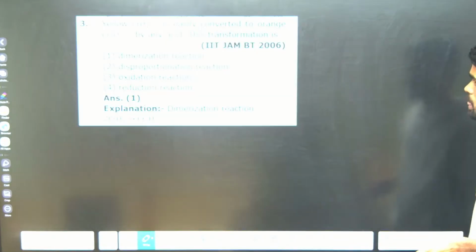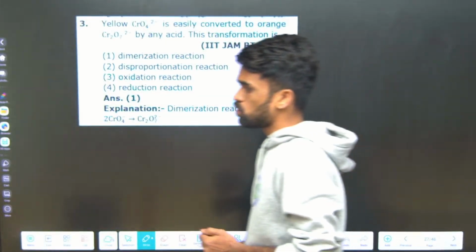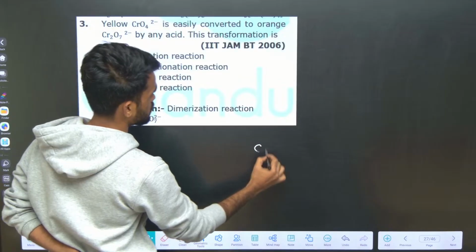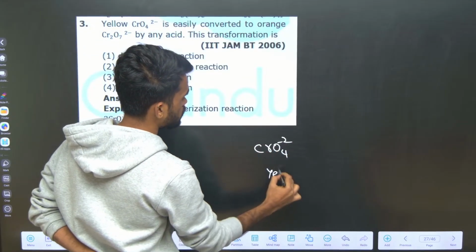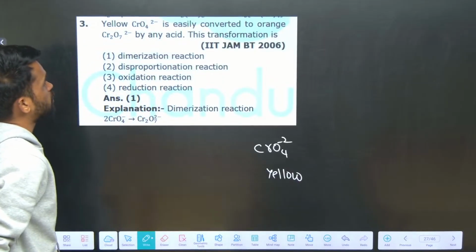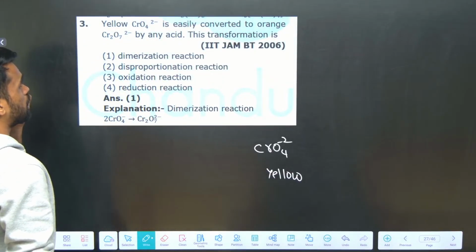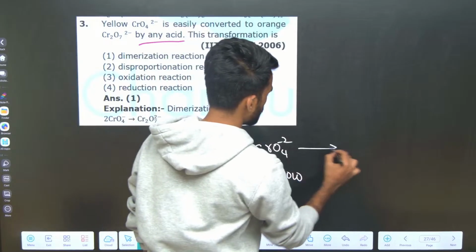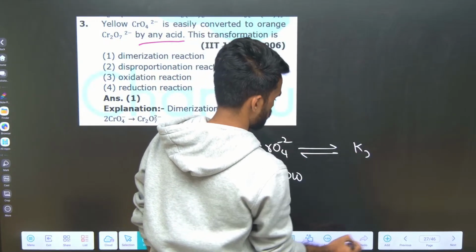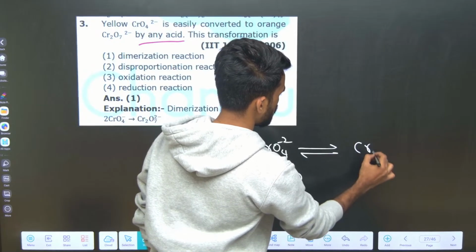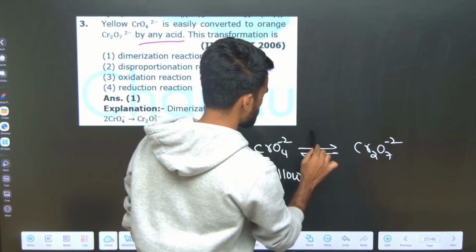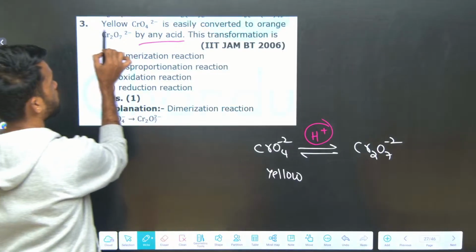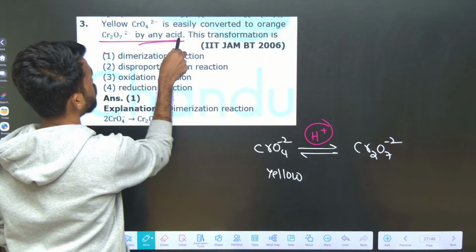Remember these two examples. And then next, see here we have a question on dichromate and chromate. The yellow color of chromate, CrO4 2 minus, is yellow. So chromate is easily converted to orange color by any acid. This will be converted into Cr2O7 2 minus, they are saying. So this conversion takes place in presence of acid. The yellow chromate is easily converted into orange dichromate by an acid.